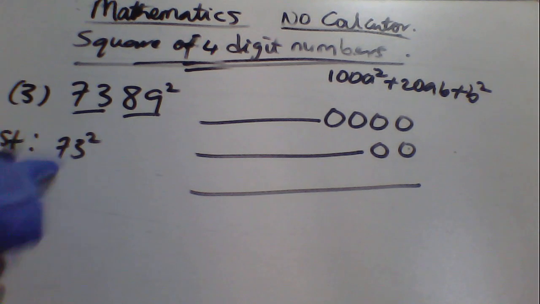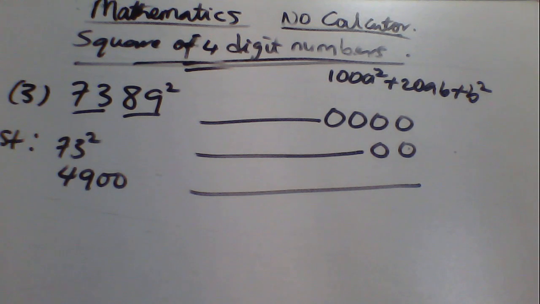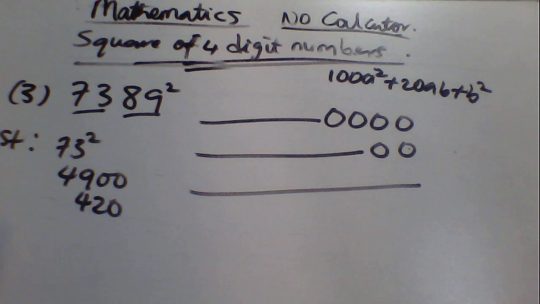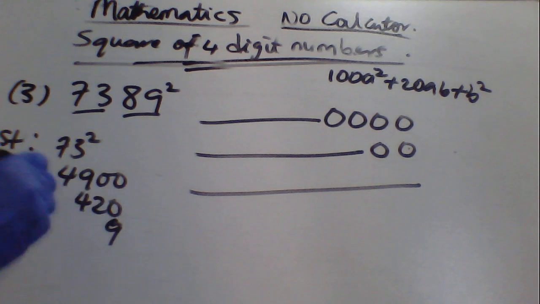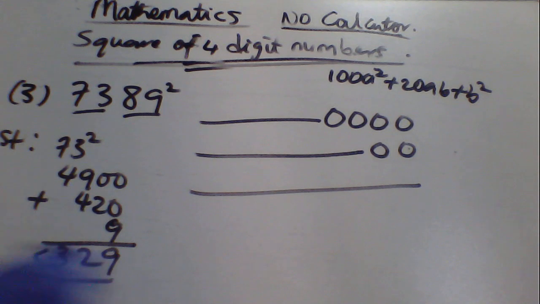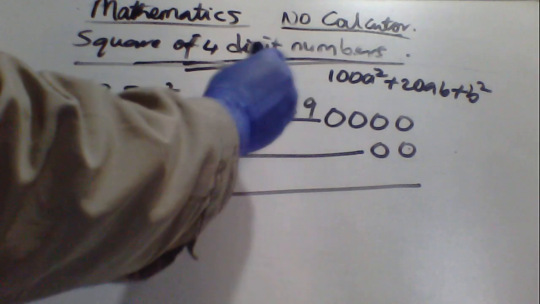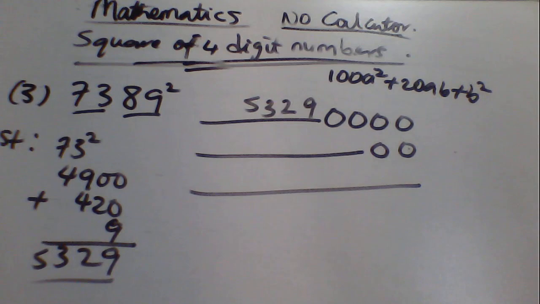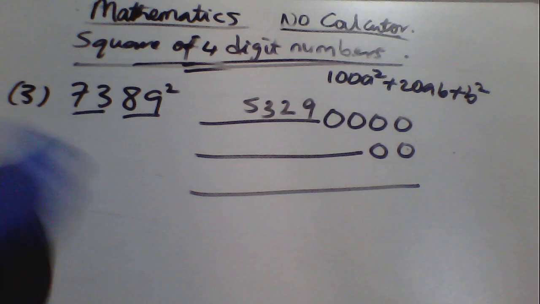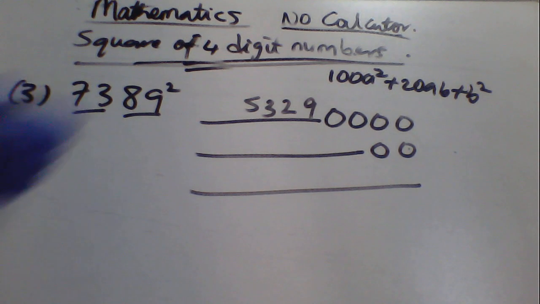Square the first one times 100 will give us 4,900. 7 times 3 will give us 21, times 20 gives us 420. Square the last one will give us 9. Add it, it will give us 5329. You come here and write 5329. So the second step is to find the product of the 2 digits and then with their power.